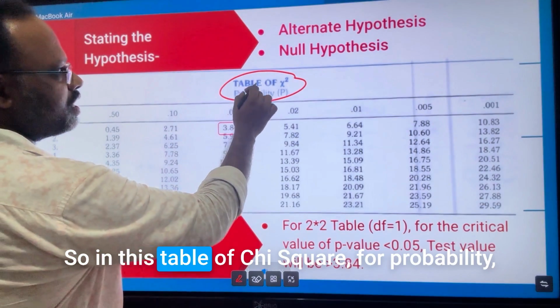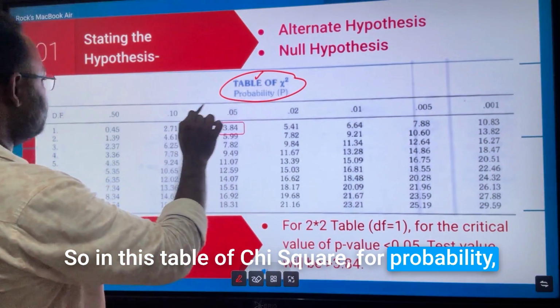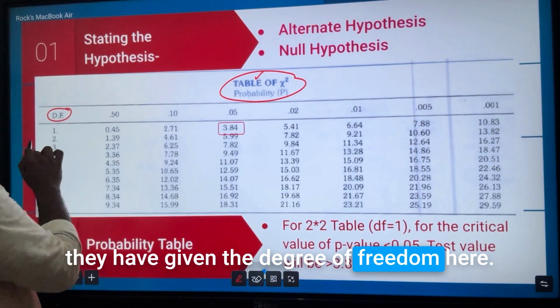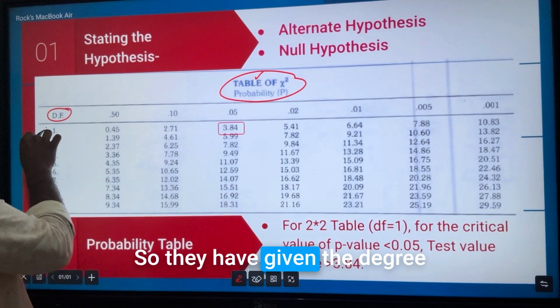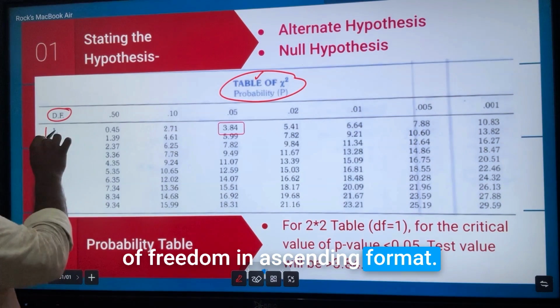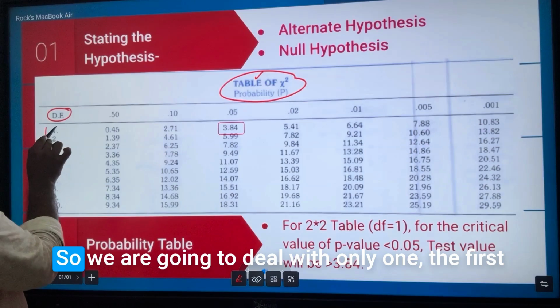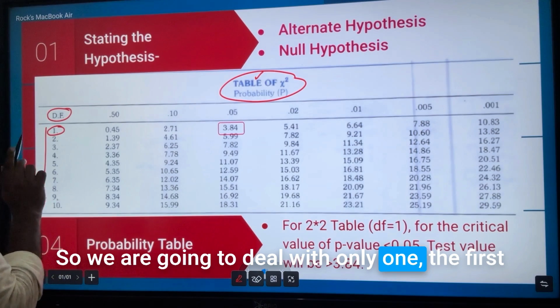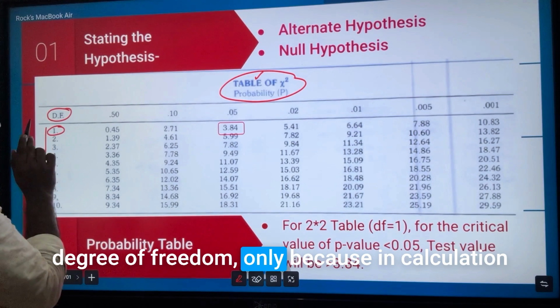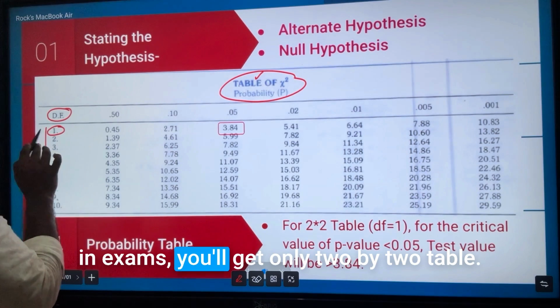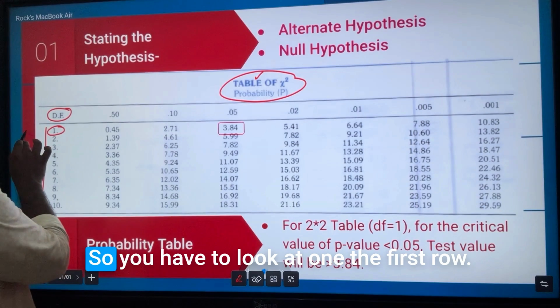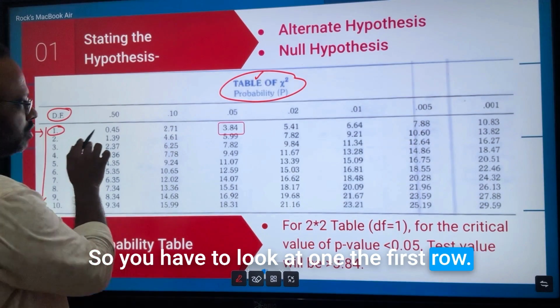In this chi-square table for probability, they have given the degree of freedom here, in ascending order, that is 1, 2, 3. We are going to deal with only the first degree of freedom, because in exam calculations you will get only a 2 by 2 table. So you have to look at only the first row.